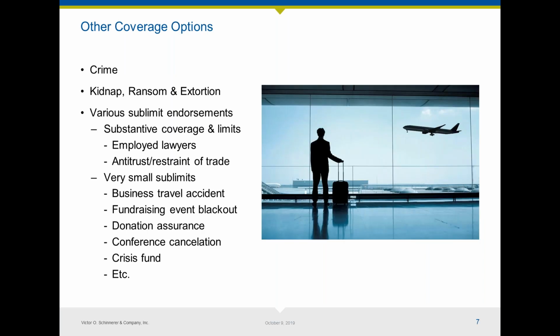And while there are several other coverages that can be included in the policy, those are really the three main coverages that are on most policies. Depending on the types of risk, depending on how they want to insure other pieces of it, the crime, the kidnap, ransom can be brought in. And there are a lot of other things that can be substantive or even just beneficial to have built into the policy.